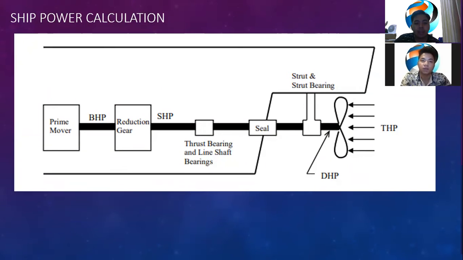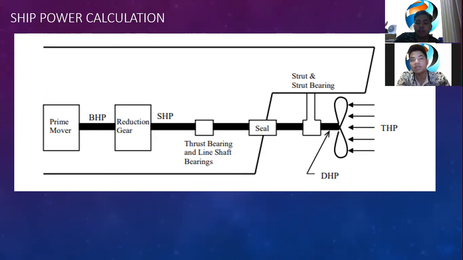And the next one is SHP, or known as shaft horsepower. It is equal to the brake horsepower minus any mechanical losses in the reduction gear. The reduction gear reduces the RPM of the engine to an efficient propeller speed, such as reducing from a few dozen RPM for a gas turbine to a few hundred RPM for a warship. Reduction gears are very large, heavy, and expensive.